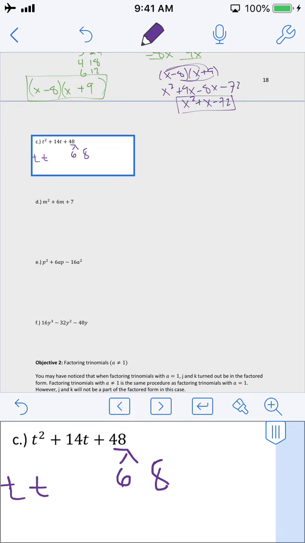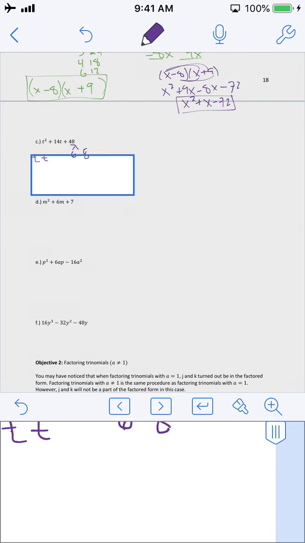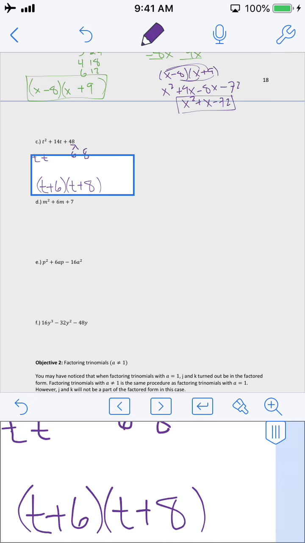You don't need to write out all these numbers. Again, it's not about steps. You're just trying to find what would multiply out and get you the thing you started with. t plus 6 and t plus 8, when we multiply that out, we get t squared, 6t, 8t, and 48, and the combination would be 14t. So we have gone backwards, we found the factored form.